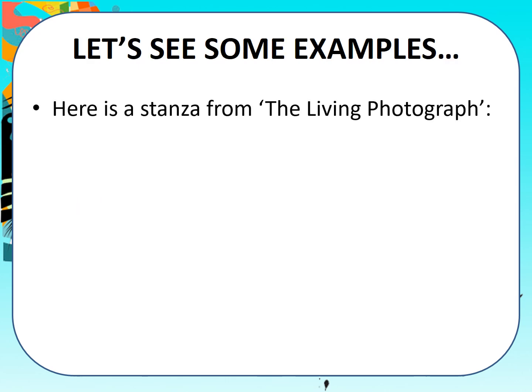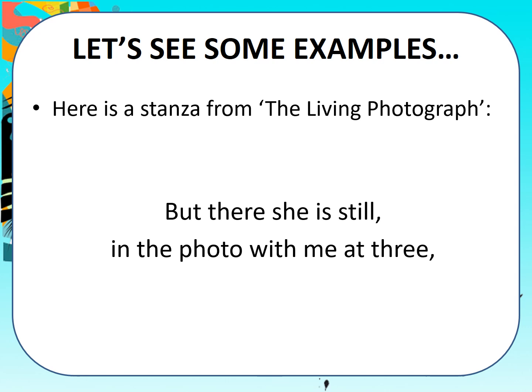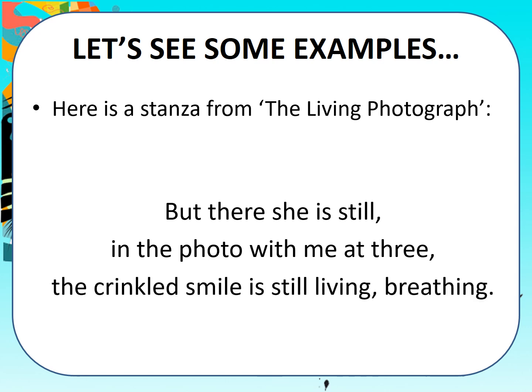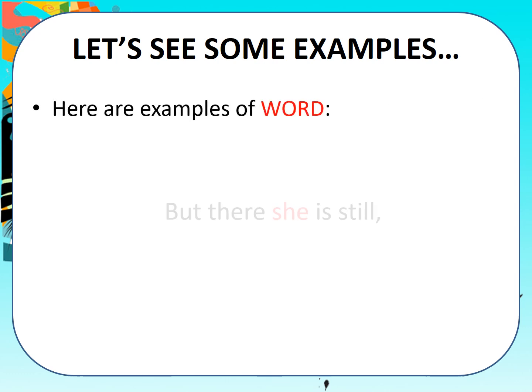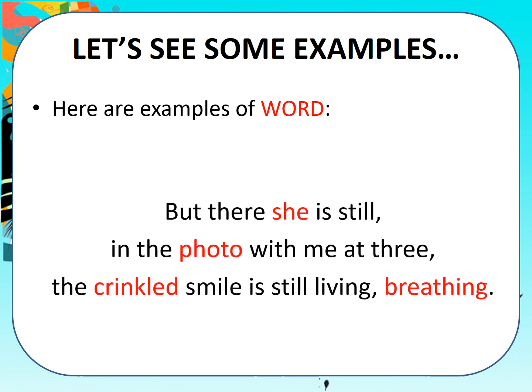So here is a stanza from The Living Photograph. But there she is still, in the photo with me at 3. The crinkled smile is still living, breathing. So here are examples of word. Look at the red ones. She, photo, crinkled, breathing. Okay, those are words.